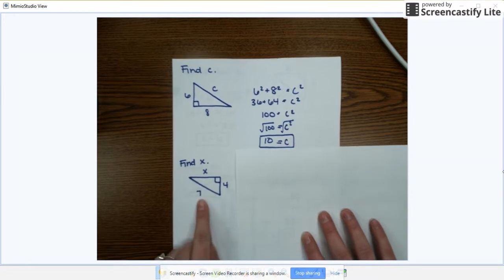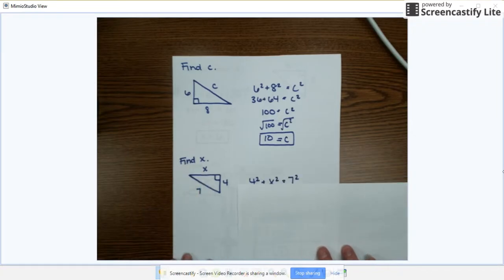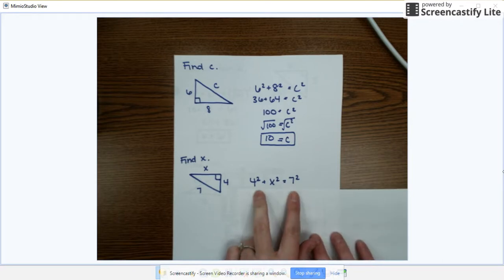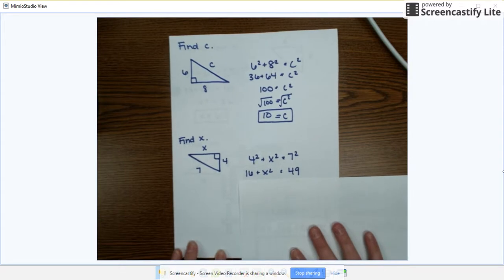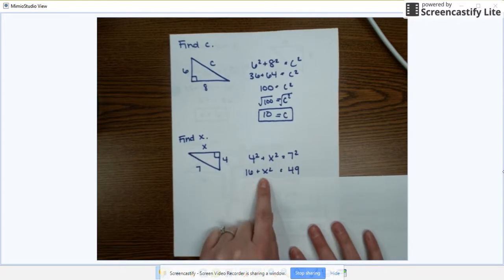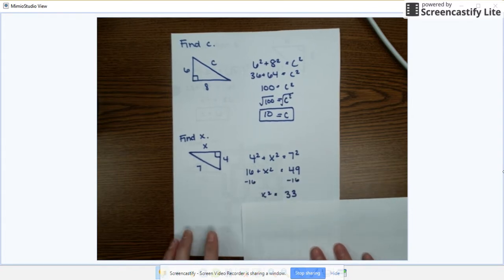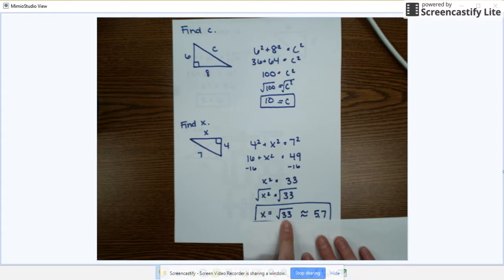Here's another problem. This time we have our hypotenuse and we're missing another leg. So we're going to plug in 4 squared plus x squared equals 7 squared. We're still going to square our two constants. So we have 16 plus x squared equals 49. Now this becomes a regular algebra equation. We need to move this 16 to the other side by subtracting it. So we get x squared equals 33. Take the square root to get rid of that squared. X equals the square root of 33.